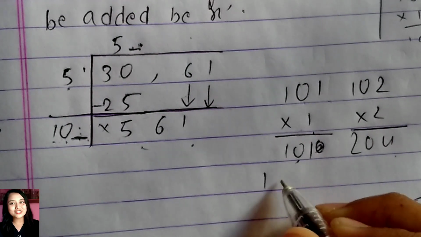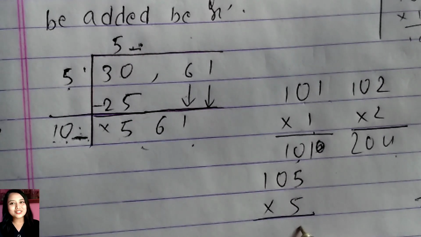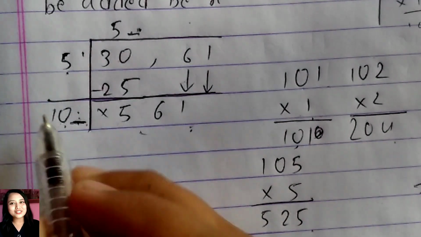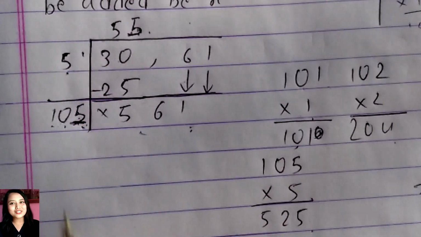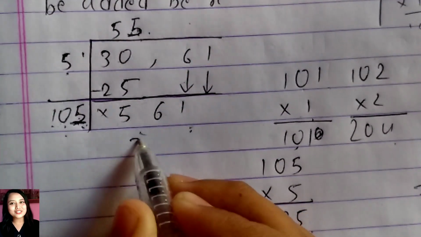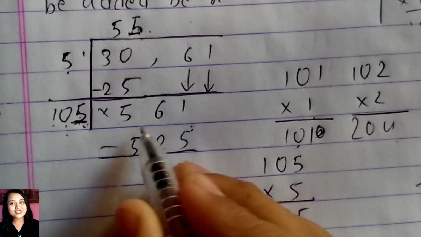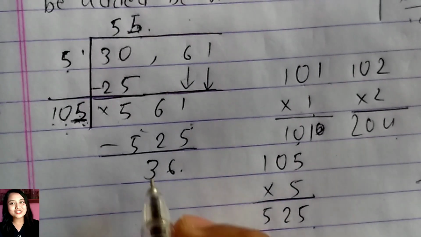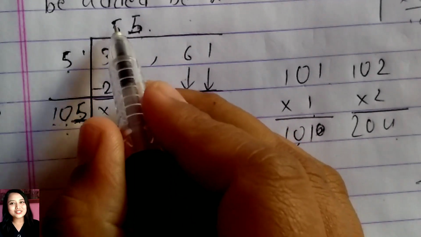So what can be near 561? Let's take 105 into 5. 5 5s are 25 and 5 1s are 5, so 525. Is 525 near 561? Yes, it is near. So 105 into 5 becomes 525. Now what is the remaining? 561 minus 525 becomes 36. This much only you have to do. Now look here.